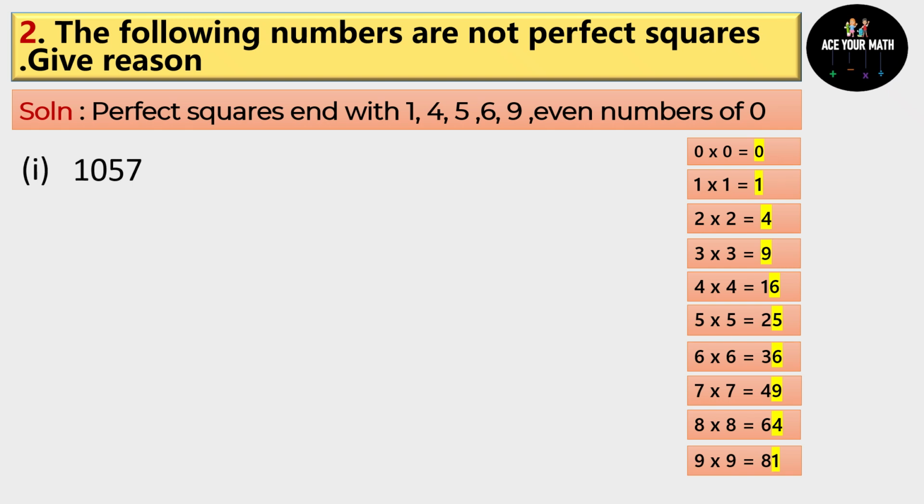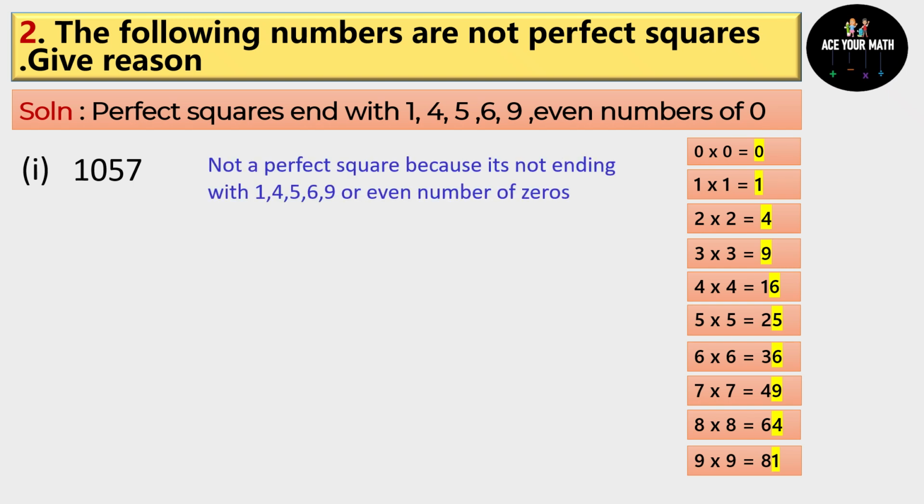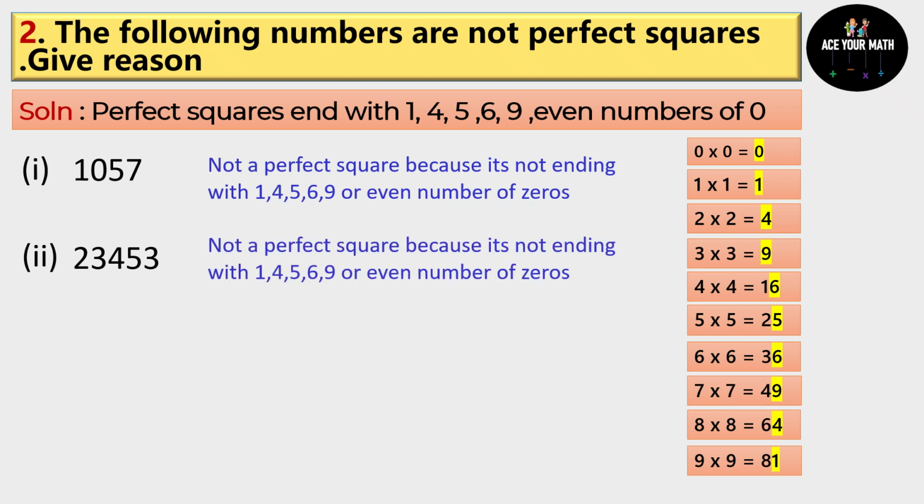See, why is 1057 not a perfect square? It's very easy. If you see, 1057 is ending with 7. It is not ending with 1, 4, 5, 6, 9 or even number of 0. So it is not a perfect square. Now second part, the number given is 23453. See, the unit digit is 3 here. It means it is not ending with 1, 4, 5, 6, 9 or even number of zeros, so it is not a perfect square.